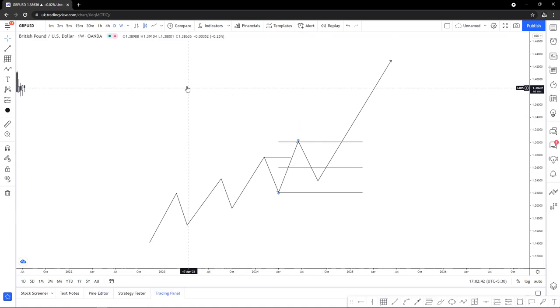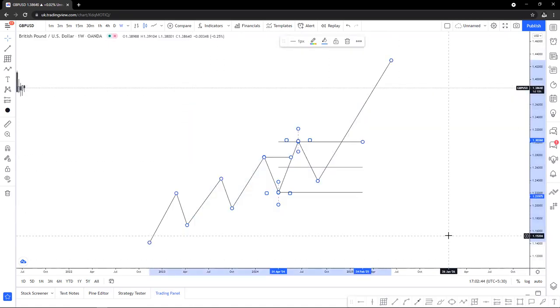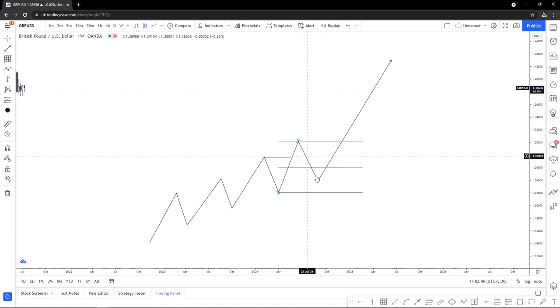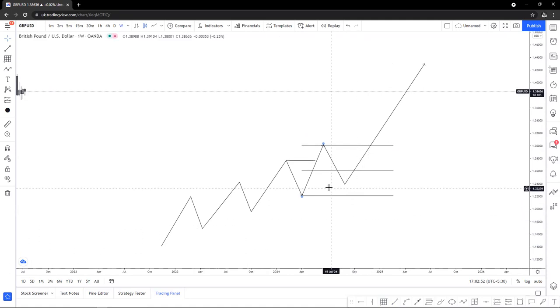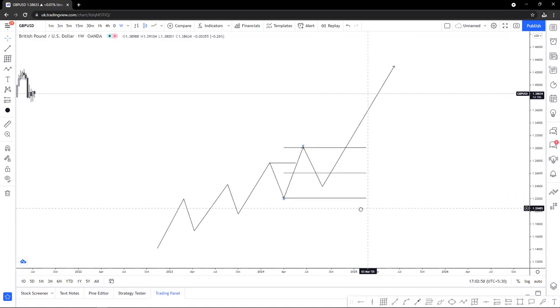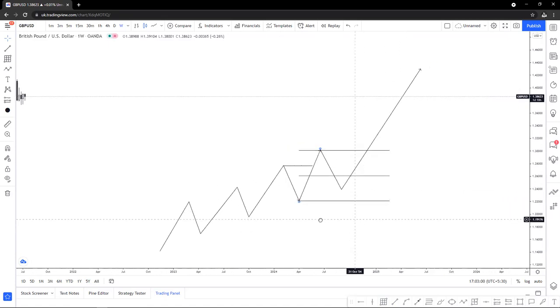Now, do you know why price retraces back inside of this range? To mitigate the previous orders. Exactly. In a bullish trend, it comes back to mitigate the previous sell orders. You're right.